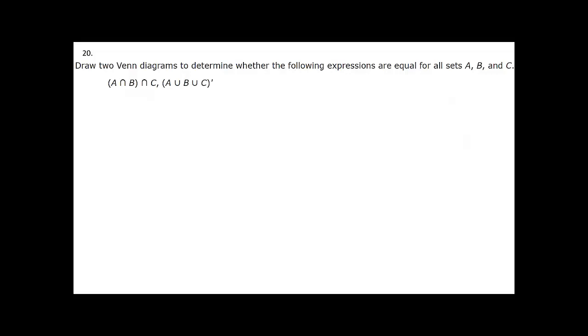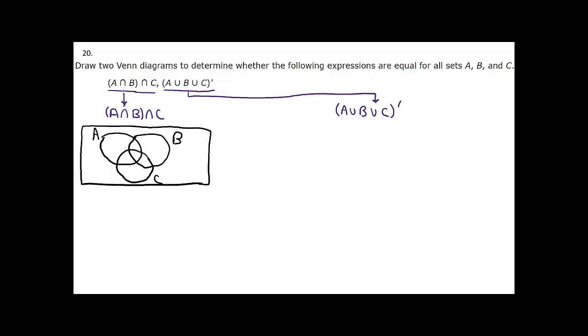20. Draw two Venn diagrams to determine whether the following expressions are equal for all sets A, B, and C. You've got two expressions that are a little more complicated. In fact, they involve three sets. So this time when you draw a Venn diagram, you've got to put sets A, B, and C. So you have to have three circles. And you start out pretty much as you always do.